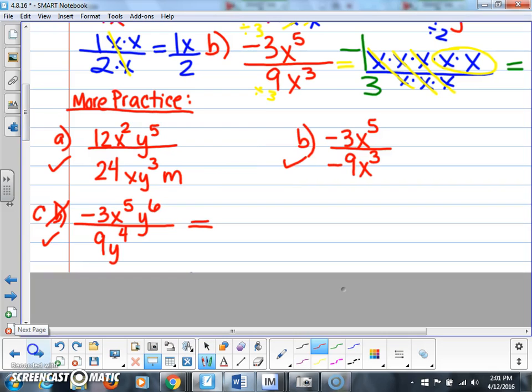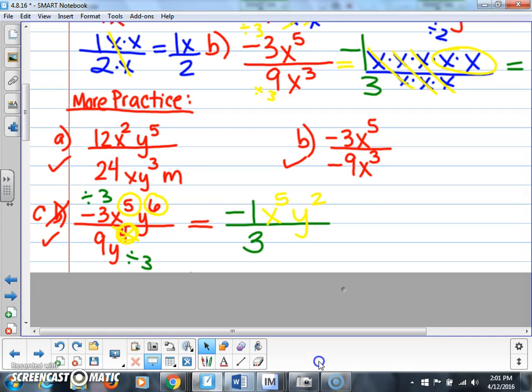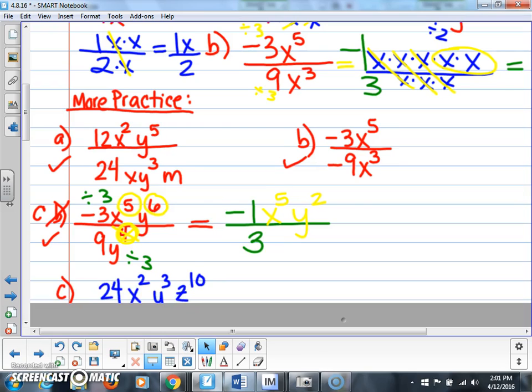For C, what can I divide into both? 3. Okay, so I'm going to divide the top and the bottom by 3. What is negative 3 divided by positive 3? A negative 1. Okay, 9 divided by 3 is 3. Now when I go to my exponents, what's 6 minus 4? It would be x to the power of 5, because I can't take that away. And then 6 minus 4 would be 2. That is your final answer: negative x to the 5th times y squared divided by 3. Any questions on that?